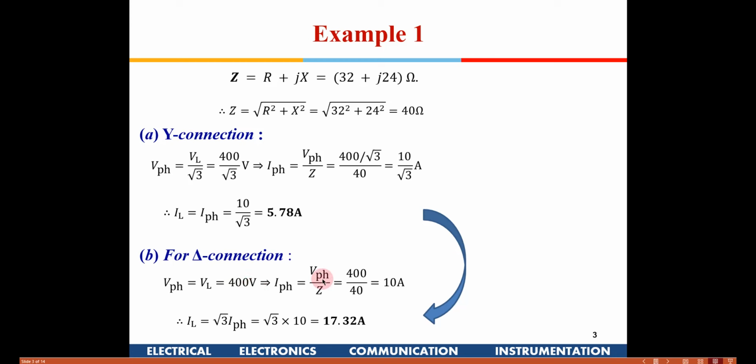Now to compute the phase current, we have V phase divided by Z, which is nothing but V line divided by Z. You get 10 amperes, and now the line current will be root 3 times the phase current.